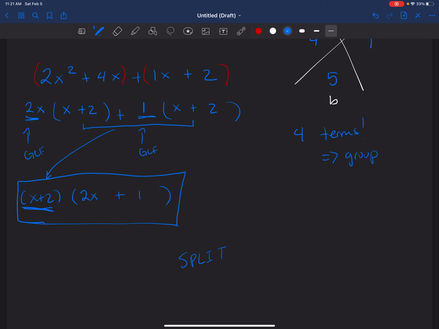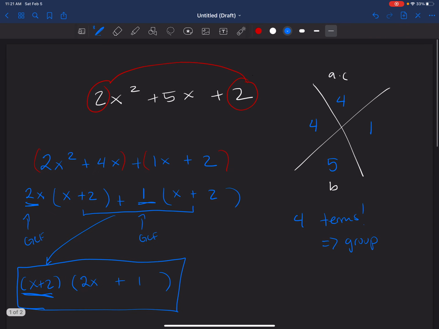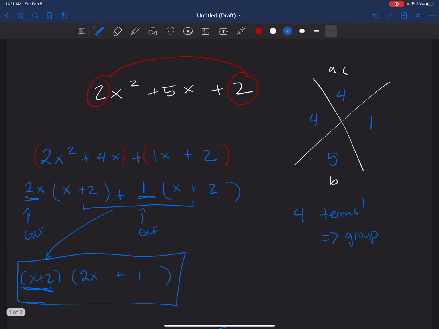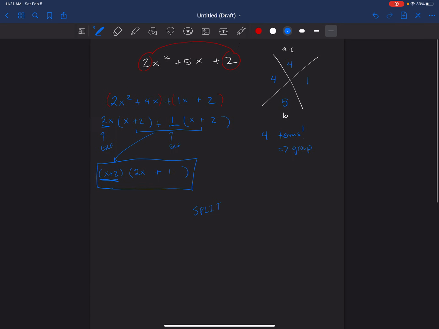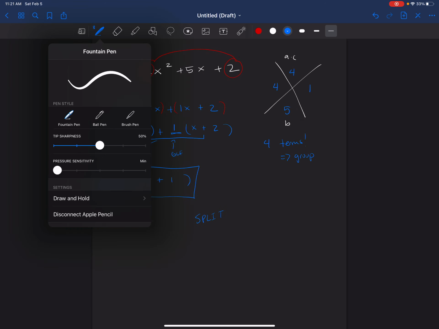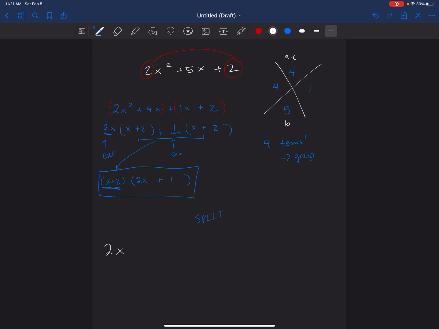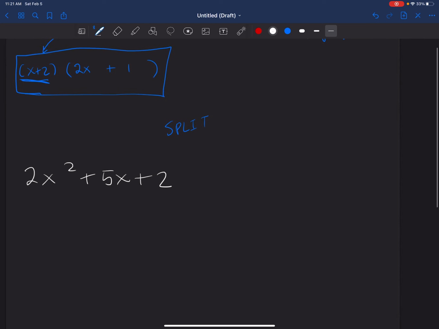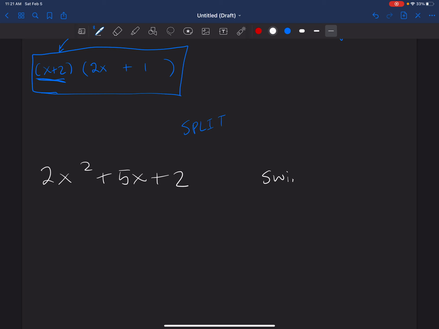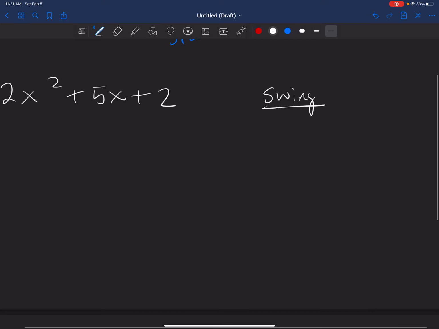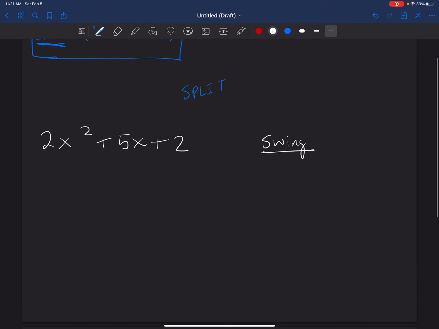But with the swing method, it's much faster, and I'm going to go ahead and write this problem again. So let me zoom out and rewrite this problem. And I'm going to use what we call the swing method. And I will tell you why it's called the swing method when I get there. So we're going to do the same thing. We're just going to go ahead and determine if there's a GCF.